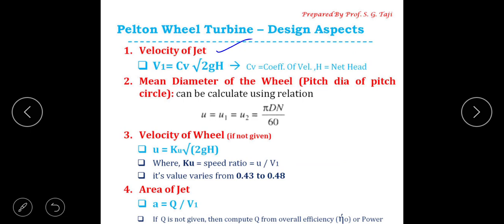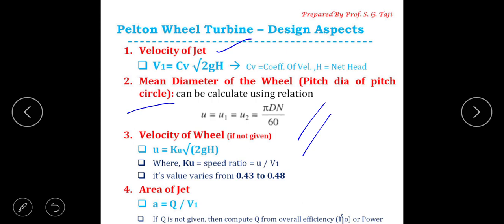Second, the main diameter of the wheel, also known as pitch diameter or diameter of pitch circle, can be calculated using the relation u = u1 = u2 = πDN/60, where D is the diameter of the wheel, N is the speed in rpm and 60 is a constant.